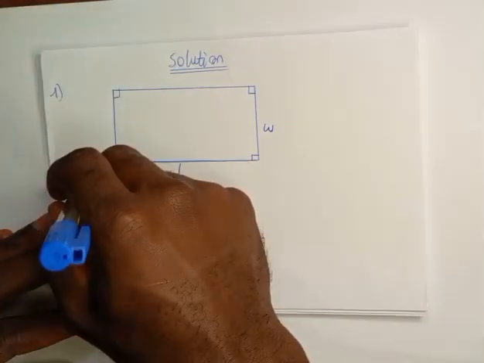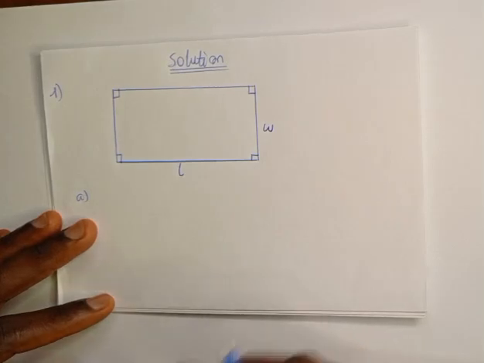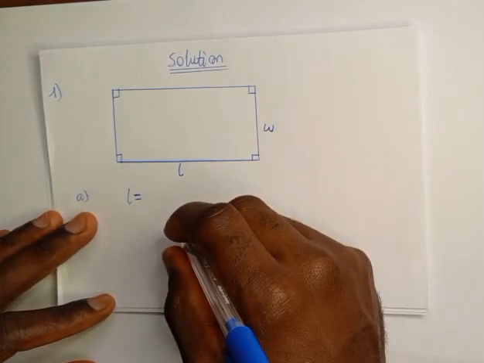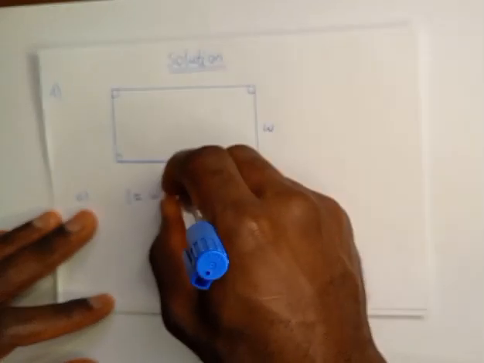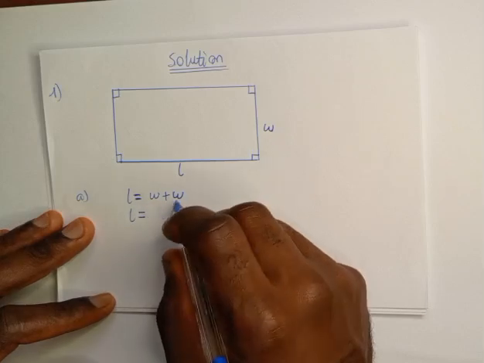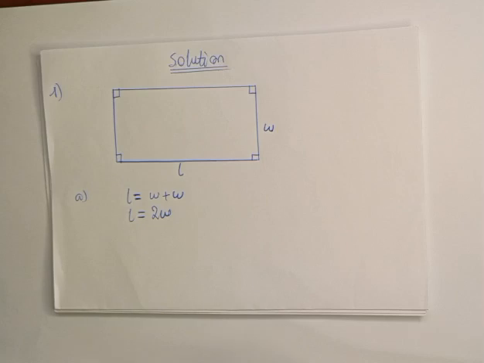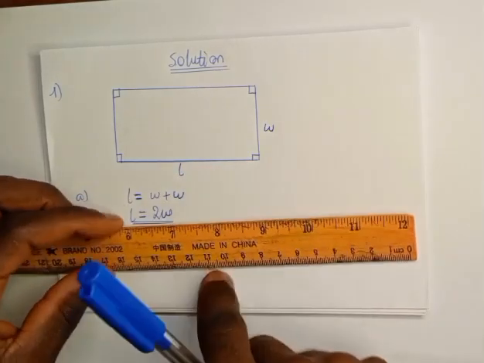Question A is asking us to write down an equation in L and W, that is in the length and the width. We know the length is equal to 2 times the width. That means you take the width plus the width, and this will give us the length to be equal to the width plus the width, which gives us 2 times the width. So this is the equation of L and W. We are done with the first one.